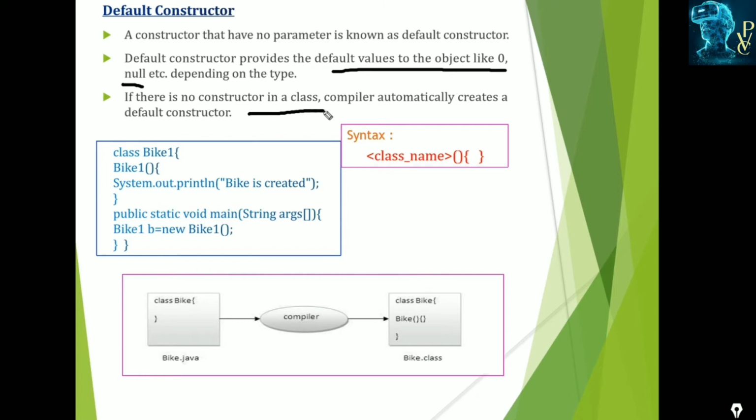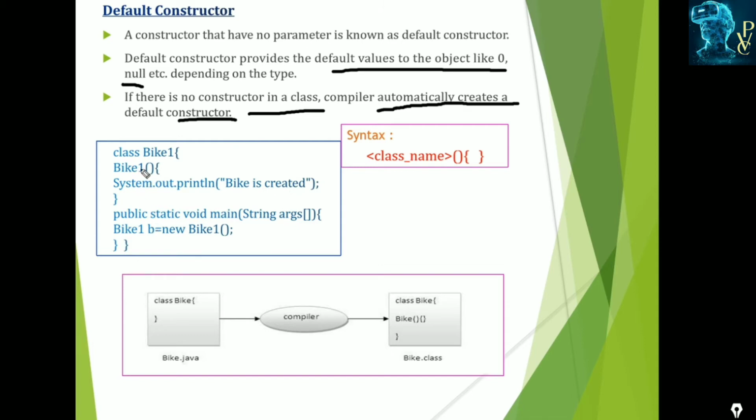If there is no constructor in the class, the compiler automatically creates a default constructor. For example, here is a class, that is Bike. Here we haven't created any constructor, so the compiler automatically generates the default constructor, that is Bike with parentheses and an open brace and close brace. This is the default constructor. The syntax for the default constructor is the class name, parentheses, and an opening and closing brace. Within the braces, you can specify any body or you can leave it empty.